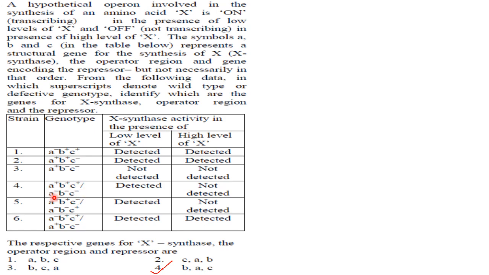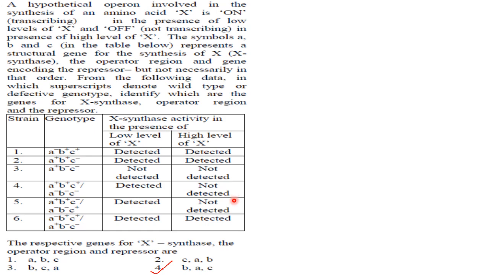Then next one is a merodiploid. A plus B plus C plus, A minus B minus C minus. Detected at low levels but not detected at high levels. So at high level of X, the repressor binds to the operator and prevents the transcription and translation process. Because they have already told that at high level of X, the operon is off. That means the repressor is active and it will bind to the operator region, and it will result in no X synthase activity.